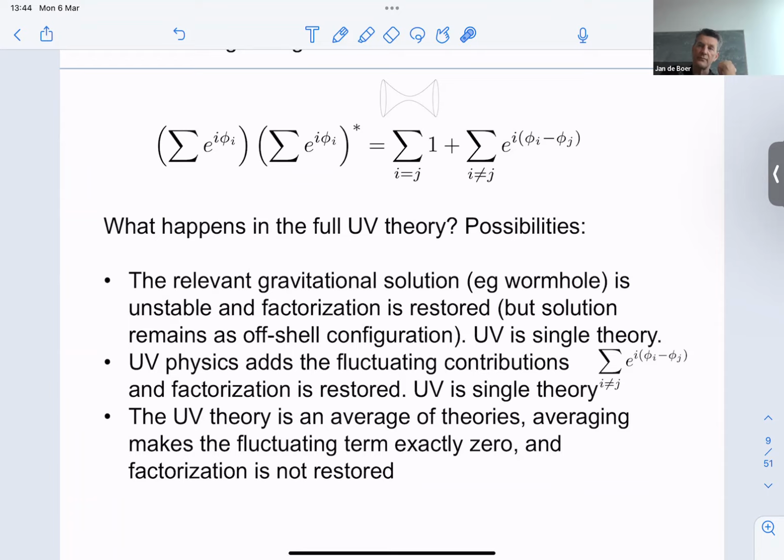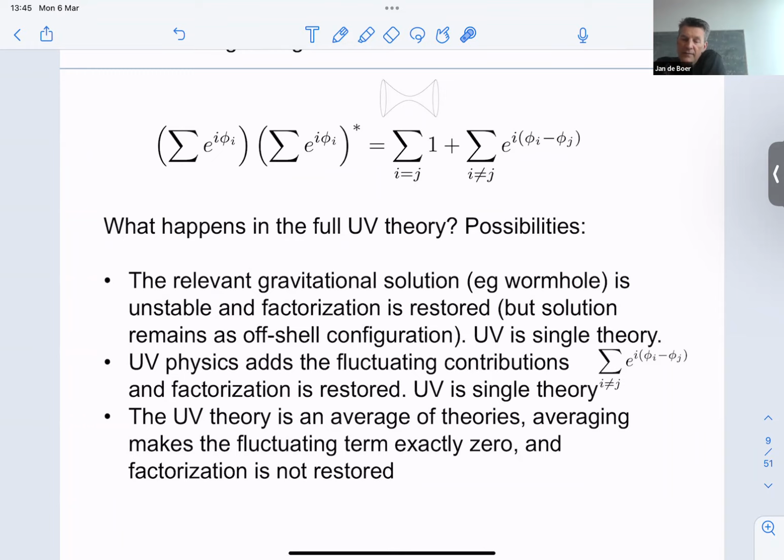There might even be a general swampland-like argument related to these things, like the cobordism conjecture and so on, that this must happen, but I haven't thought carefully about it. So that's one possibility that could happen if you go to the UV.